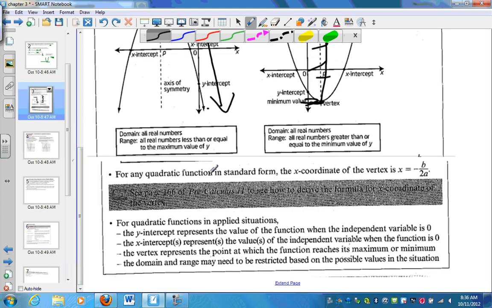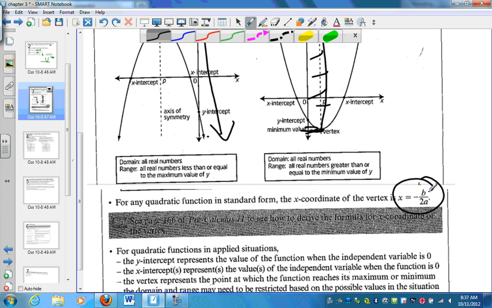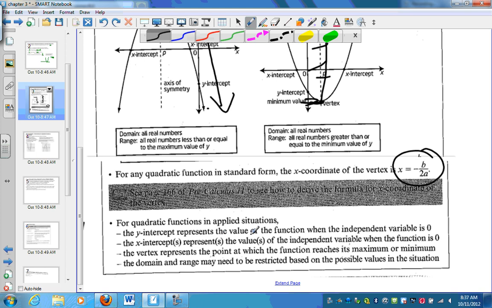This is really important. For any quadratic function in standard form, the x-coordinate of the vertex is x equals negative b over 2a. So you look at your standard form, and if you use a, b, and c, you can find x. It's negative b over 2a. A couple of other important points. The y-intercept represents the value of the function when the independent variable is 0, so when x is 0. The x-intercepts represent the values of the independent variable when the function, y, is 0. The vertex represents the point at which the function reaches its max or min. So anytime a question asks you max or min, you're finding the vertex.